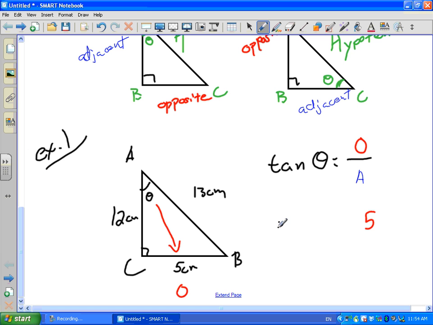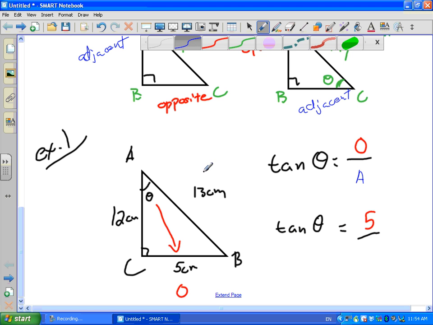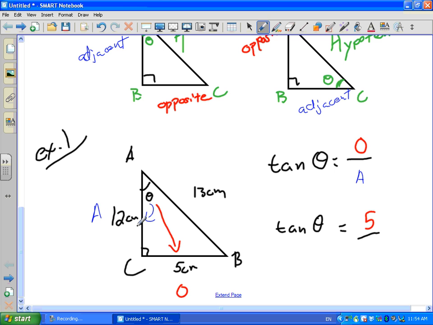Okay, let's get the other part here. Tangent theta is equal to 5 divided by the adjacent now. Now the adjacent means side touching, but there's two sides touching. Which one are they referring to? AC. They're referring to this side here, okay? Because it's not the hypotenuse. That's our adjacent, so A is going to be 12. Beautiful. You already got that down. So they're saying that tangent theta, so tangent of this angle, is equal to 5 divided by 12.